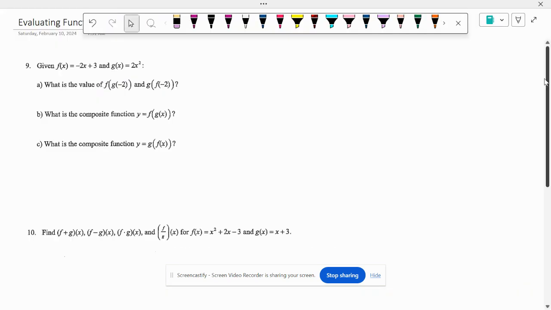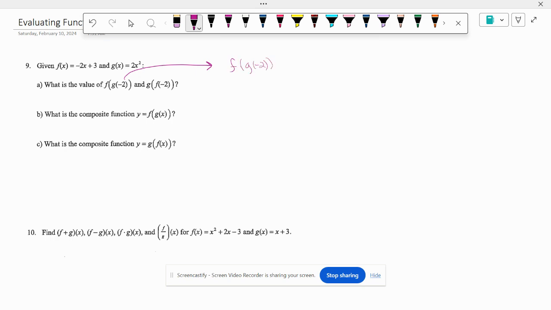So this is more of evaluating composition of functions. Since we did that practice on the last one, I'm just going to help you set these up. This should be pretty quick. Number 9a is asking you to find the value of f of g of -2. The first thing I need to do is find g of -2.